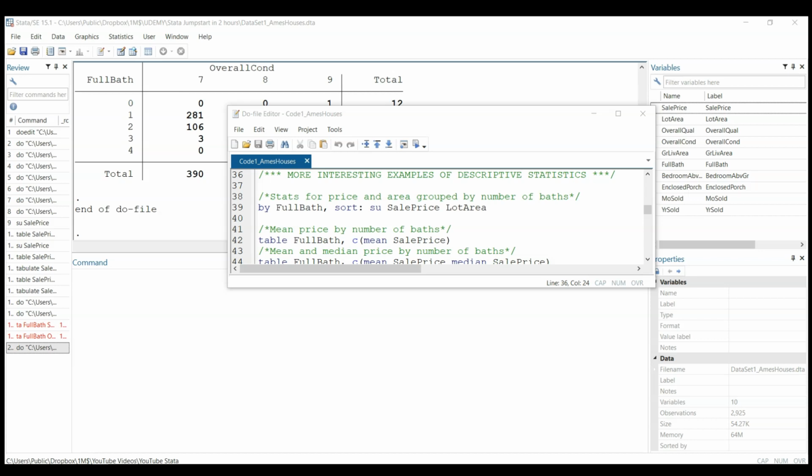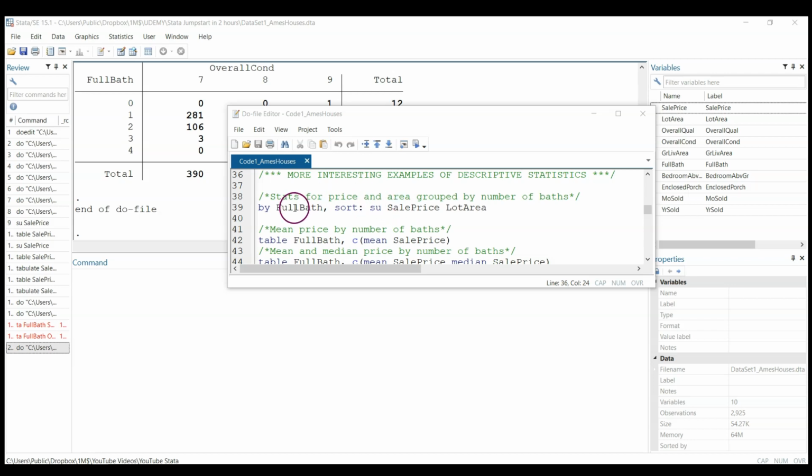In the previous videos, we learned how to load DTA data into Stata, and please check our channel for these additional videos for additional information. Here we are working with the house price data from Ames. We have about 10 variables, around 3,000 observations, and I want to show you a few advanced examples of how to use descriptive statistics. So we talked about summarize and tabulate. Now let's take it to the next level.